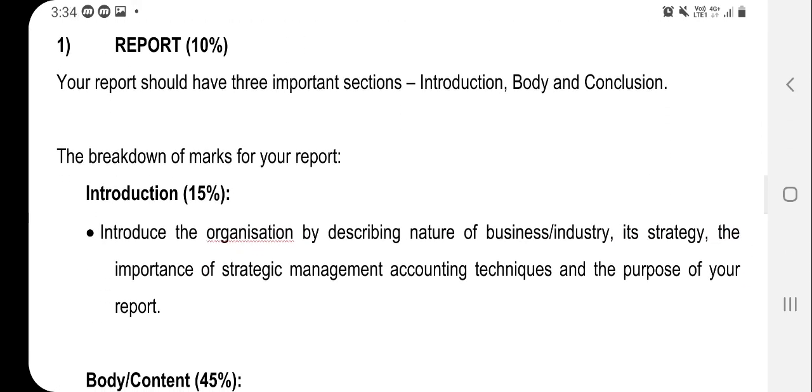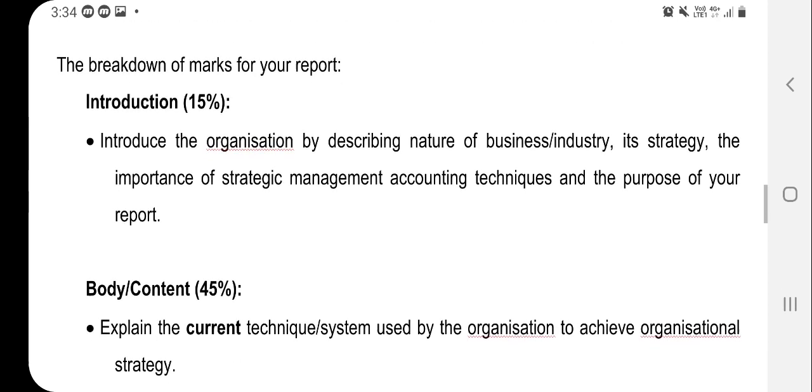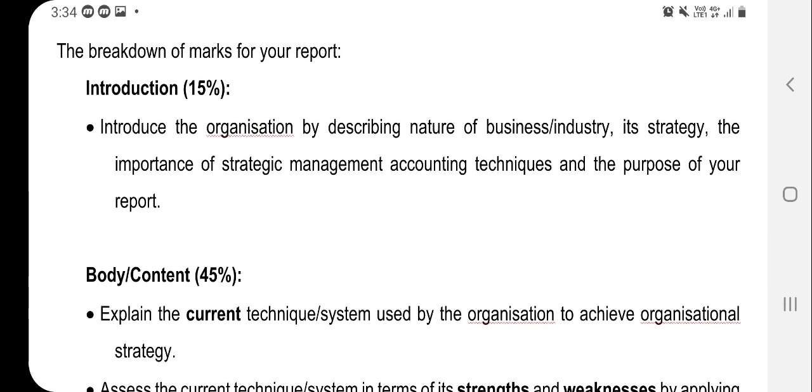Your report should have 3 important sections: introduction, body, and conclusion. So the breakdown of the marks for your report: introduction 15%. So in the introduction, you have to introduce the organization by describing the nature of business or industry, its strategy, the importance of the strategic management accounting techniques, and the purpose of your report.